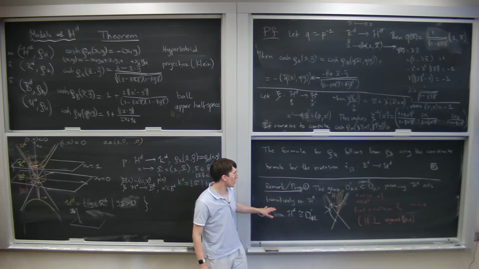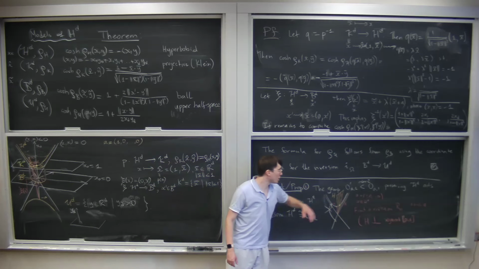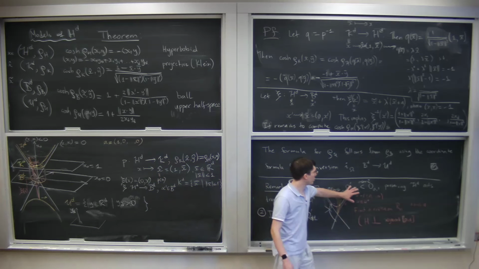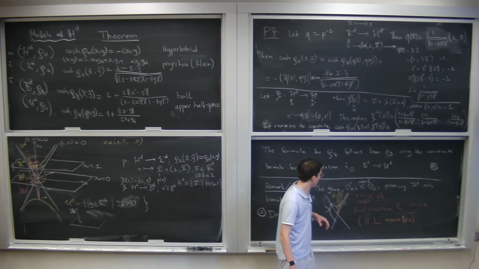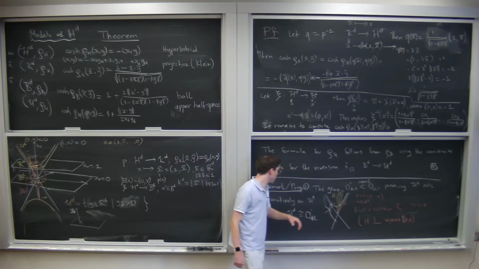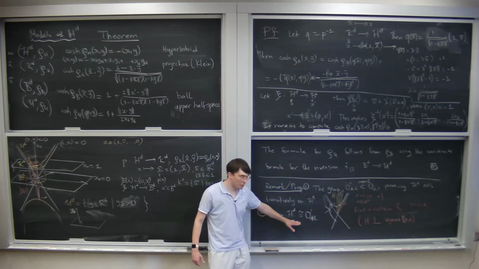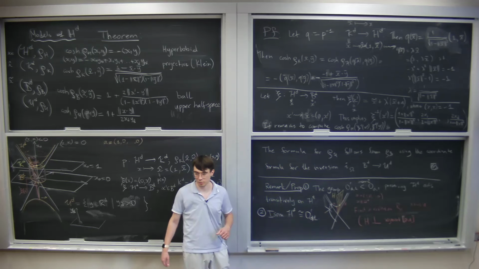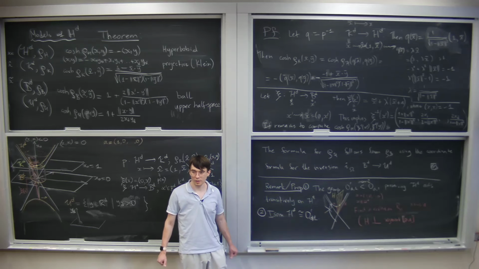Yes, so O prime D1 actually acts transitively on HD. The group O prime D1 preserving HD acts transitively on HD. And then it follows that the isometry group of HD coincides with O prime D1. It's isomorphic to that one.